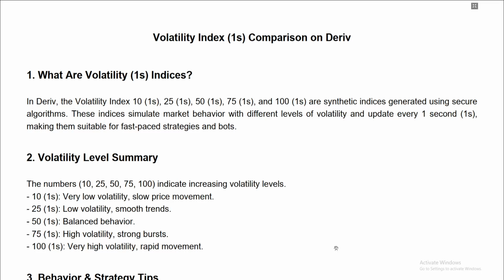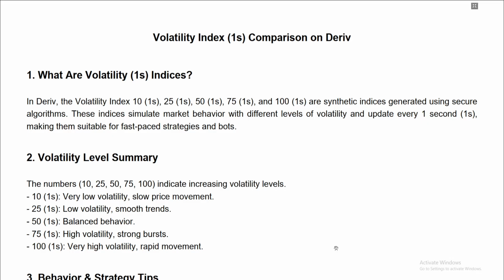Hello traders, in this video I'll be answering a question that most traders ask themselves. What are volatility 1S indices and what is the difference between volatility 10 1S and 25 1S? What is the difference between 50 1S and 75 1S? And which volatility is the best to trade, or how should you trade them? That is what I'll be answering in this video.